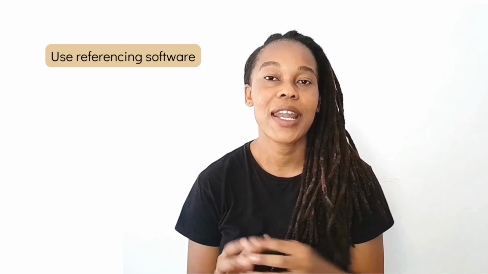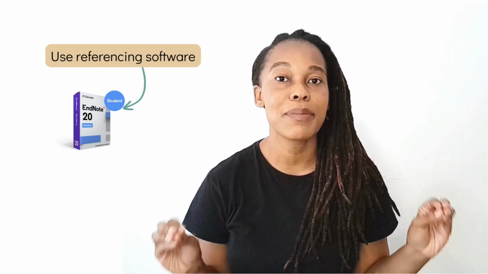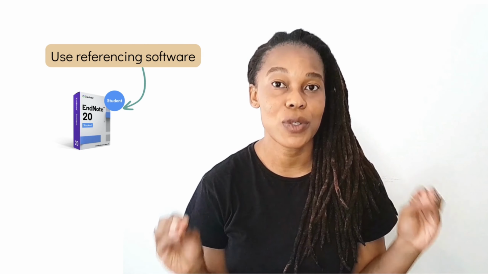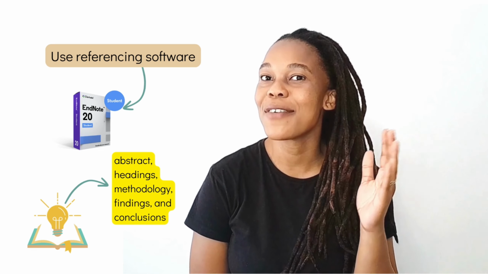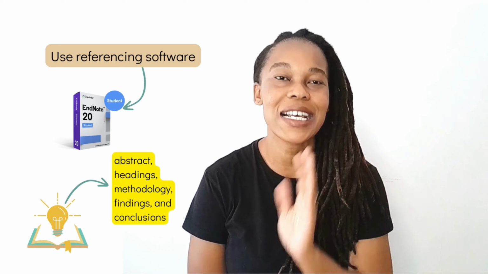As a bonus, here are some additional tips to help you with your literature review. Use referencing software like EndNote and Mendeley to save time and keep track of your sources. Focus on the abstract, the headings, the methodology, the findings, and the conclusions of an article to read faster and more effectively.